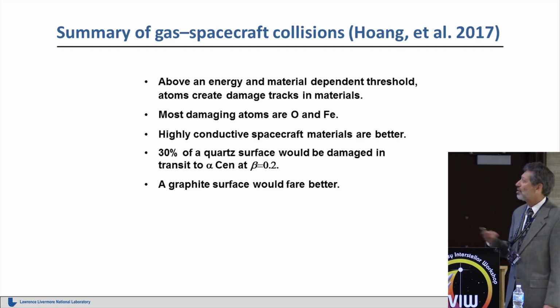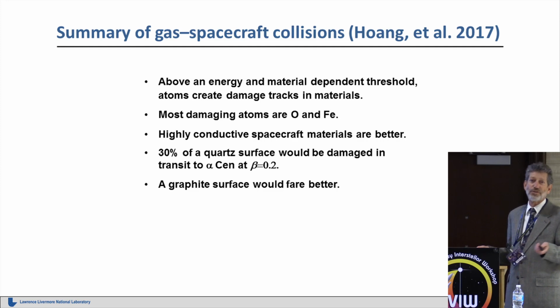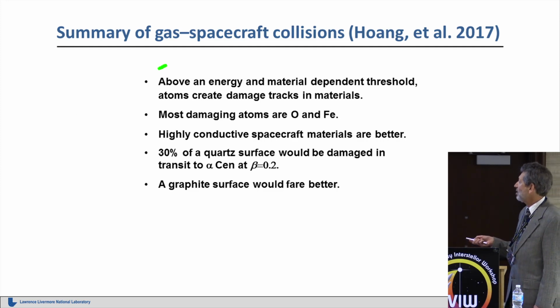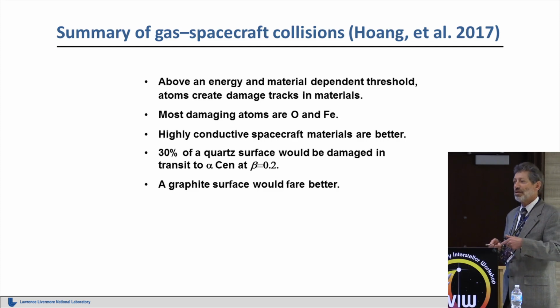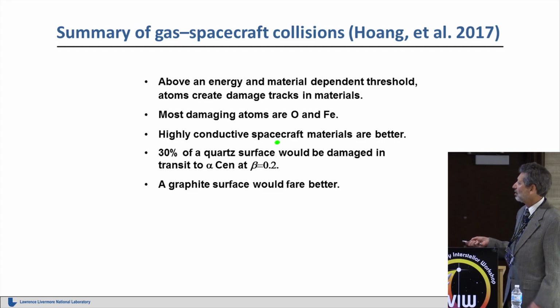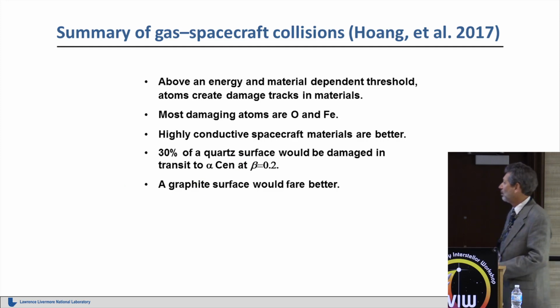Okay, just a brief summary of the situation with the gas phase. These are mostly hydrogen and helium atoms. And a very nice analysis was done by Huang et al., which just came out in ApJ. Above an energy and material dependent threshold, atoms create damage tracks in materials. Below that threshold, the effect of the collision seems to heal. The most damaging atoms are oxygen and iron. They concluded that highly conductive spacecraft materials are better off, and they estimated that 30% of a quartz surface could be damaged in transit to Alpha Centauri. A graphite surface, which is highly conductive, might fare better.